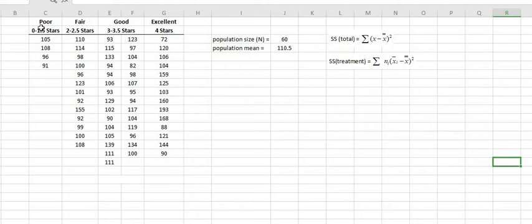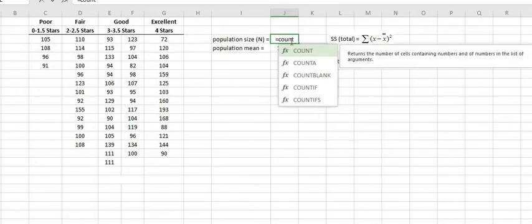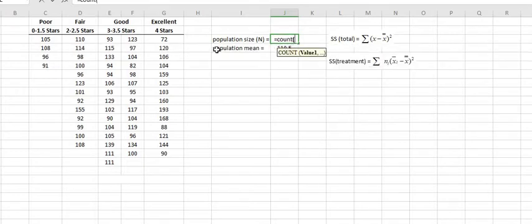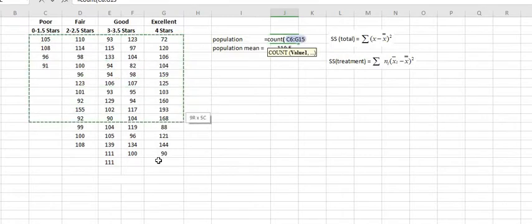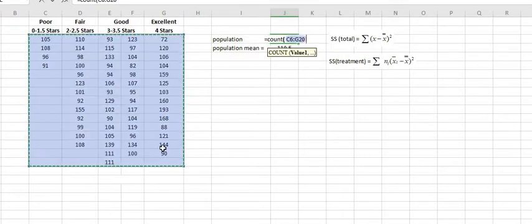Okay, so ito po yung mga data, and then we would like to compute our F. So when we solve our population size, of course, we will be using this formula. Count, I will delete this one, equals count, and then open parenthesis, of course, ulitin ka lang to ha, para recorded. Okay, and then enter.